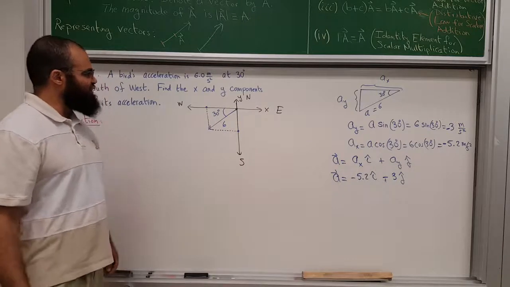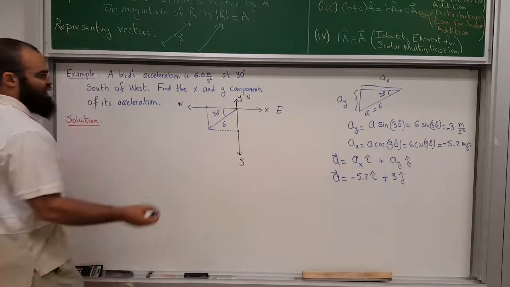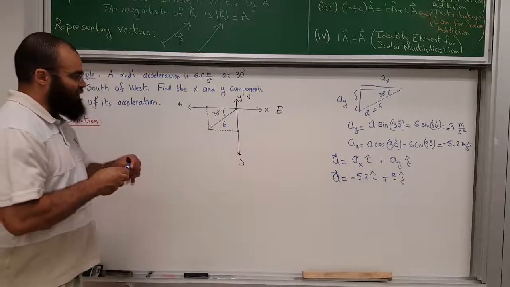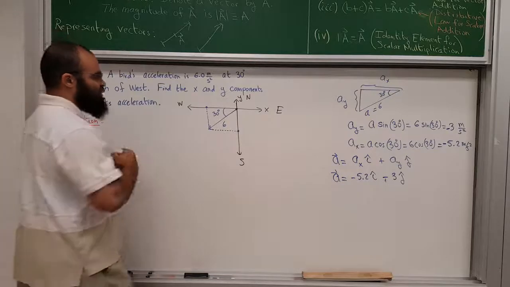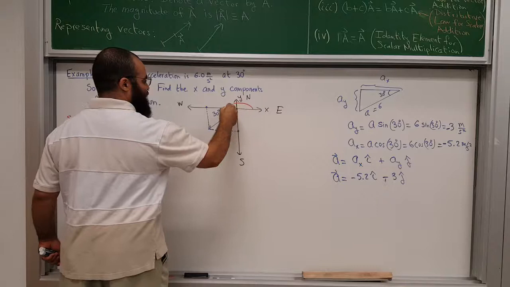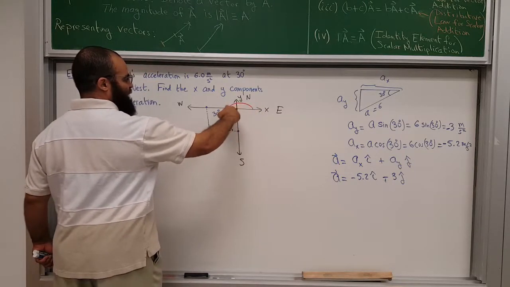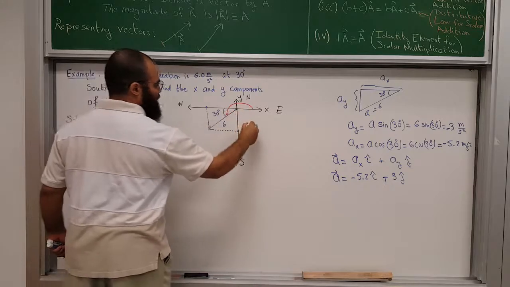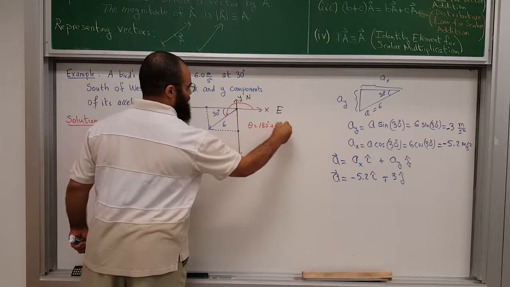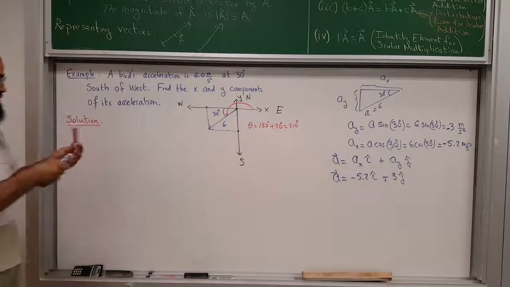Now, how do I do this just mathematically? What you can do is simply say, I like this way. I don't like to use the one where you just plug numbers without reflecting on them. But if you like, you can say the angle that the acceleration makes with the positive x-axis is 180 plus 30, so that's 210 degrees. And then you can just use it mindlessly.